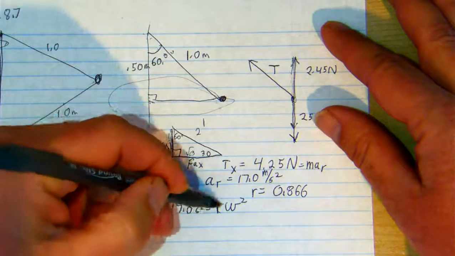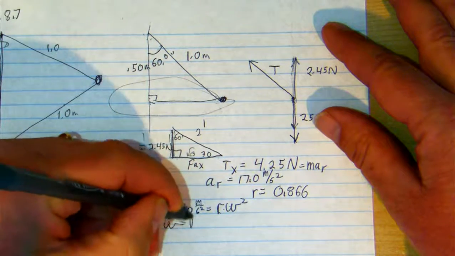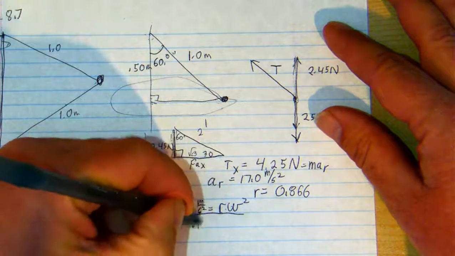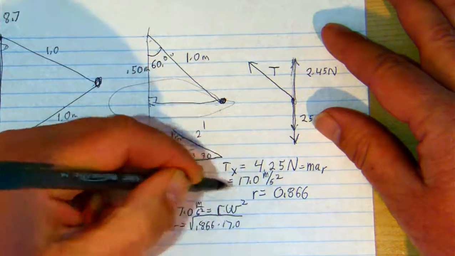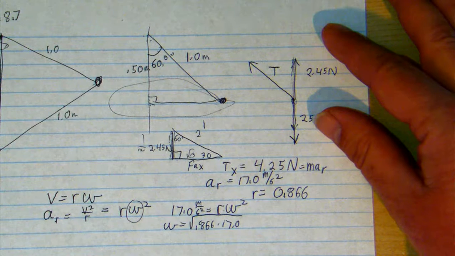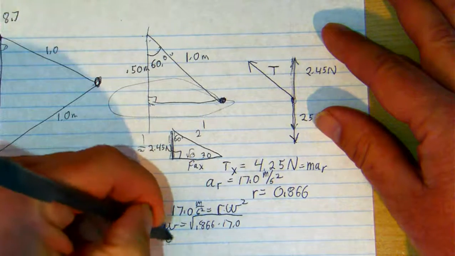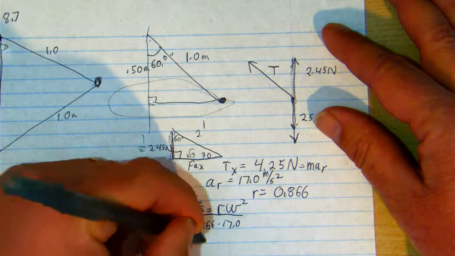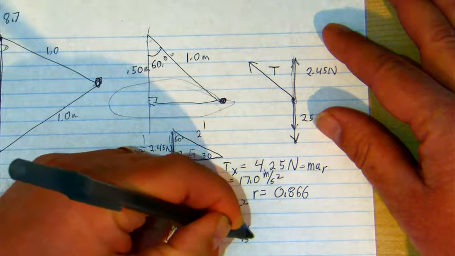Now we can plug that in here and solve for omega. Omega is the square root of 0.866 times 17.0, which would be the square root of second answer times 17, enter, and I get omega equals 3.84 radians per second.